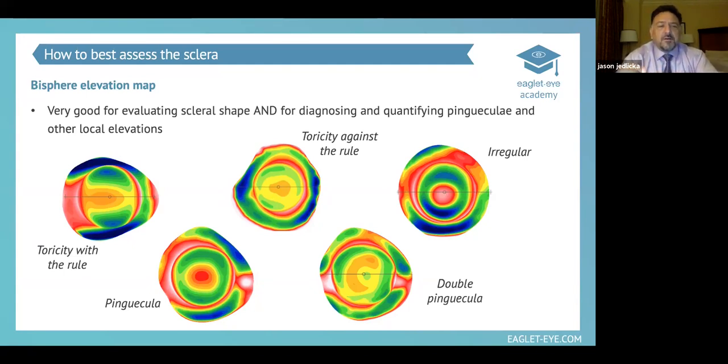This bisphere elevation map really helps us truly understand the shape of the sclera that we're trying to fit, and whether we can get by using a spherical lens, a toric, or whether we need to move into something more customized, quadrant specific or freeform, simply with a glance at our map. It gives us so much diagnostic information to help derive the type of lens we want to fit on our patient.